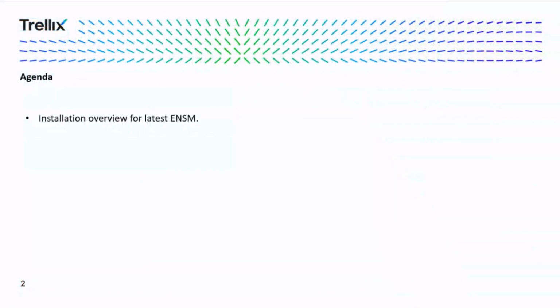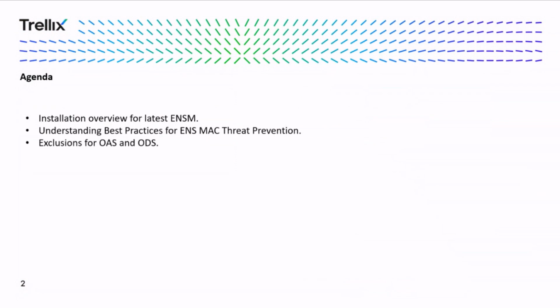Looking into today's agenda, first we will be talking about installation overview for latest ENS for Mac. Then we are going to move to best practices for ENS for Mac threat prevention. Then we are going to discuss exclusions related to OAS and ODS. How do we apply it locally? How do we apply it through on-prem or EPO SaaS?